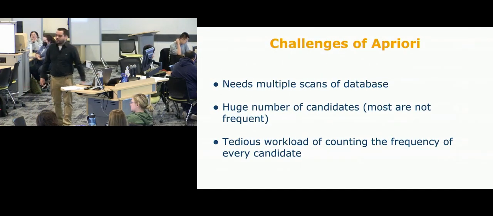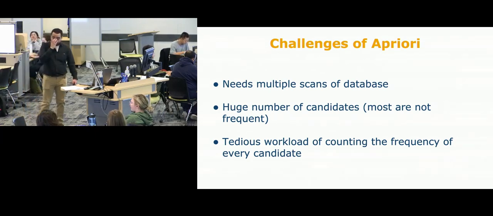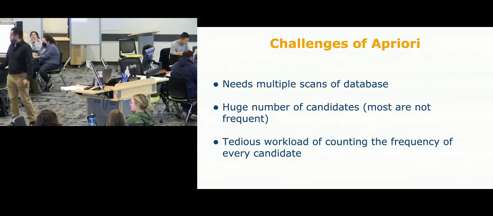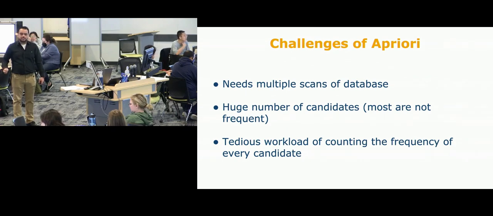Great. So now, what are some of the challenges? It's a very simple algorithm. What are some of the challenges of Apriori? So the first challenge is that it needs multiple scans of the database. So each time you have to find a given item set of size 1, 2, or 3, you have to make a scan of the database, right?